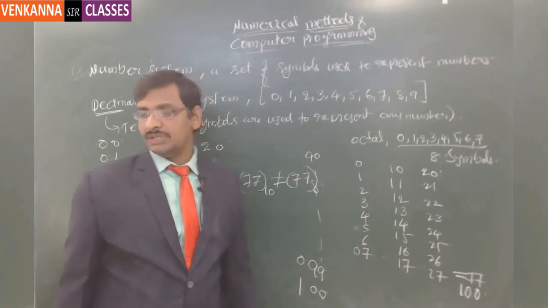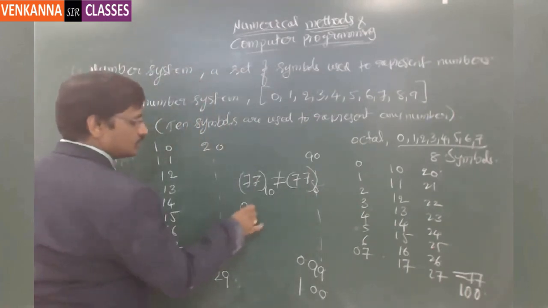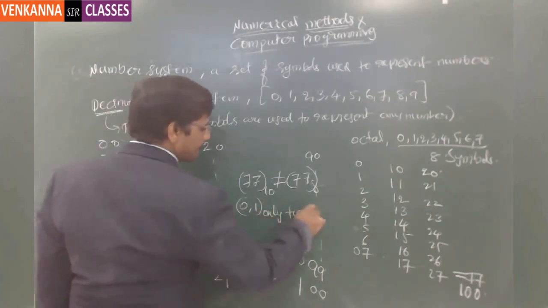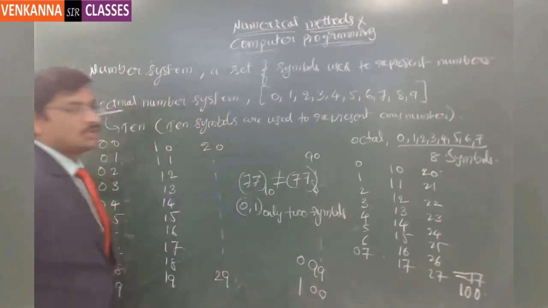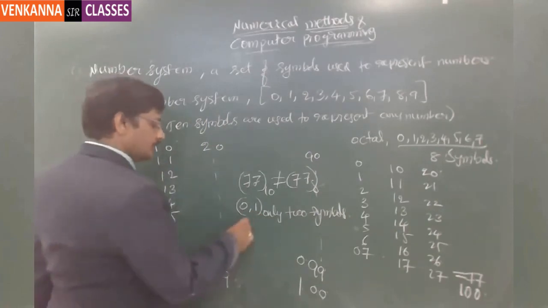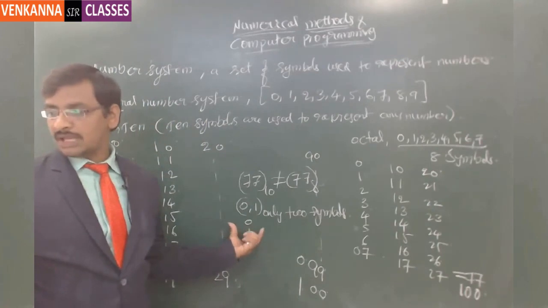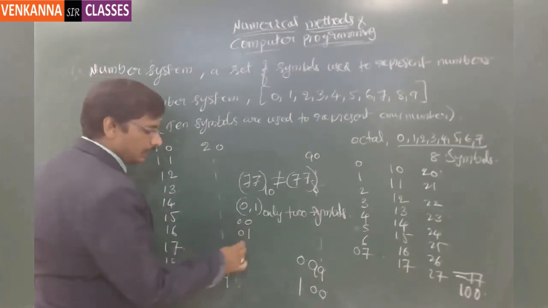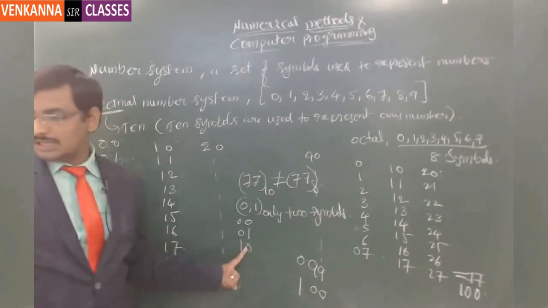Got it? So if it is a binary number system, then 0 and 1 are the only two symbols. These are the only two symbols you can make use of to represent any number. Here 0 and 1. Now I have used all the symbols. As I have used all the symbols here, the option is to increment the next symbol here, and then I can start with the cycle again.